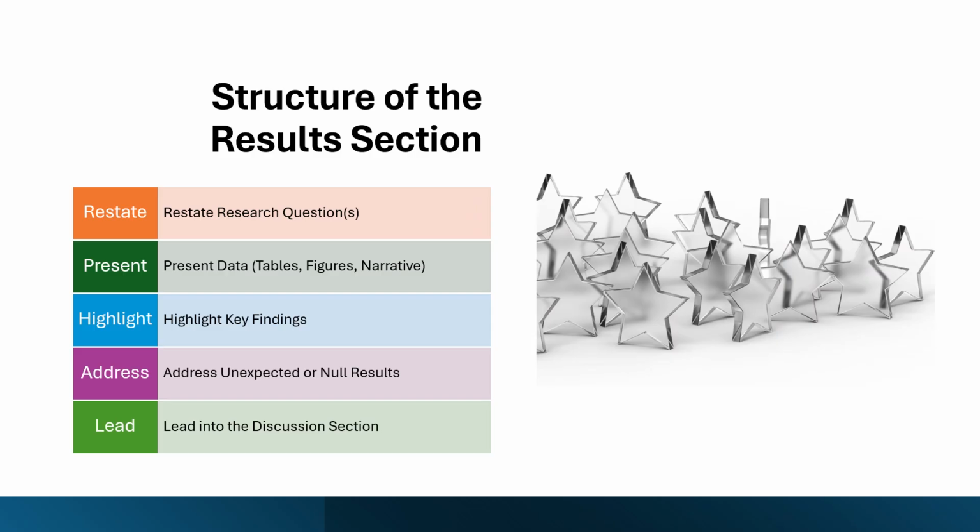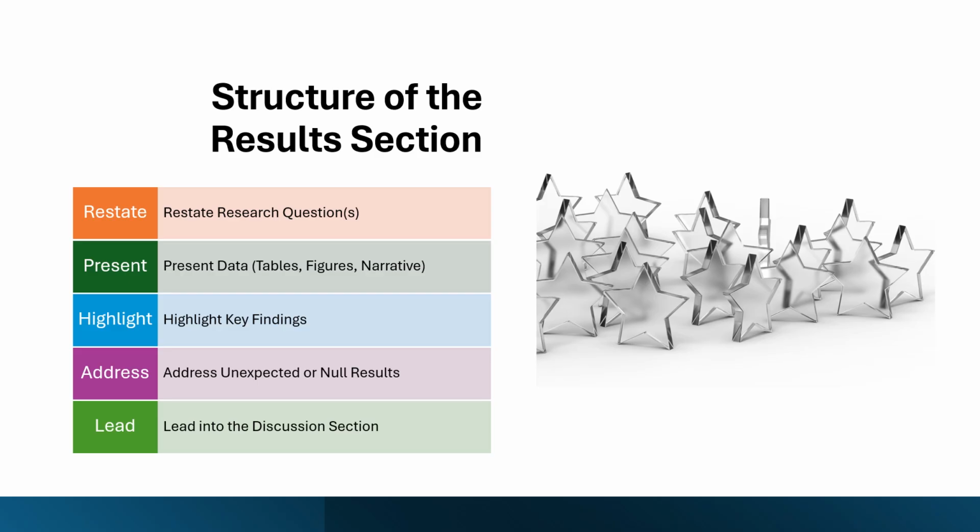Your results section should follow a clear structure. So you want to restate your research question. This reminds the reader of what you are addressing. You want to present your data. So depending on whether you used quantitative or qualitative methods, you will either be showing numbers, statistical analyses, or thematic findings. You want to highlight key findings that directly answer your research question. Do not include excessive detail, just what is most relevant to the study's objectives.